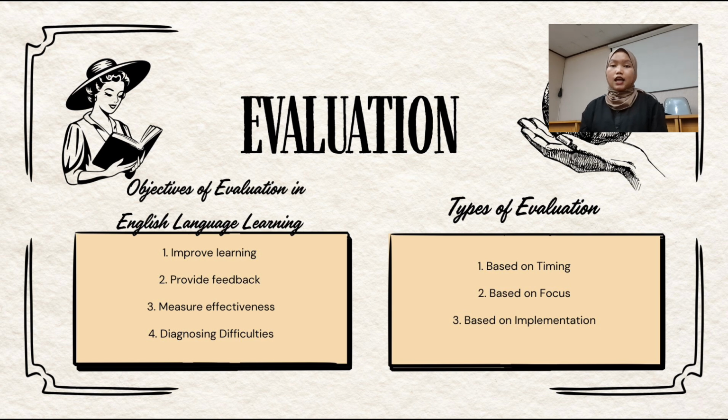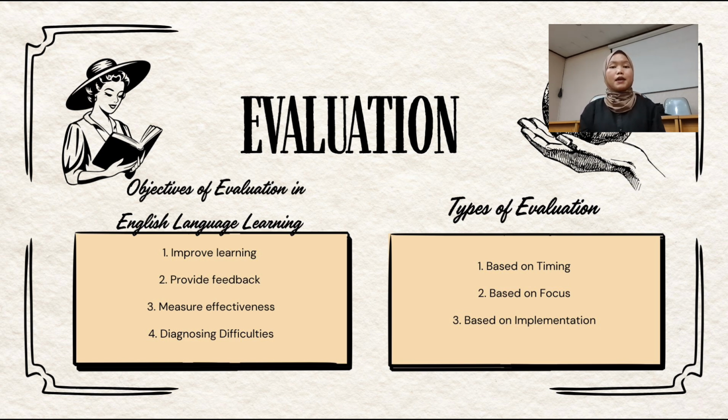And then the next is the types of evaluation that teachers can conduct. There are three. The first is based on timing. There are two. A, formative evaluation. It is conducted during the learning process to monitor students' progress and provide immediate feedback. For example, short quizzes, weekly assignments, and classroom observation. And B, summative evaluation. It is conducted at the end of a learning period to measure overall student achievement. For example, a final exam and a major project assignment.